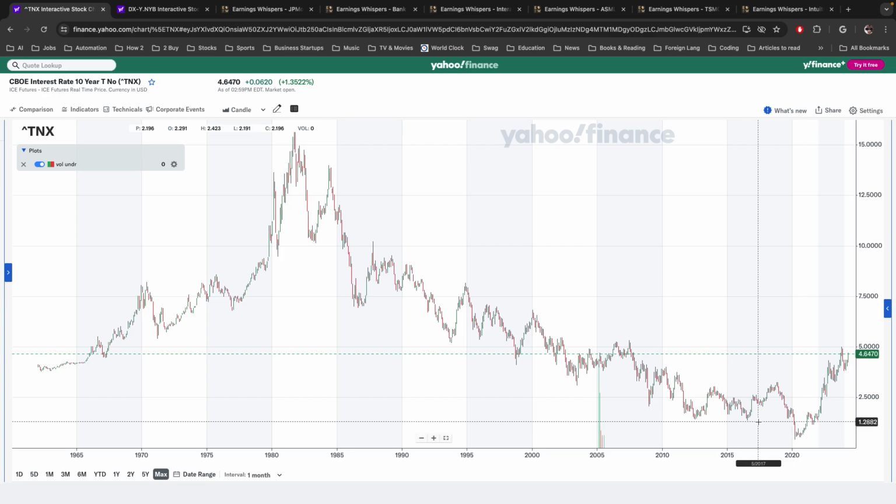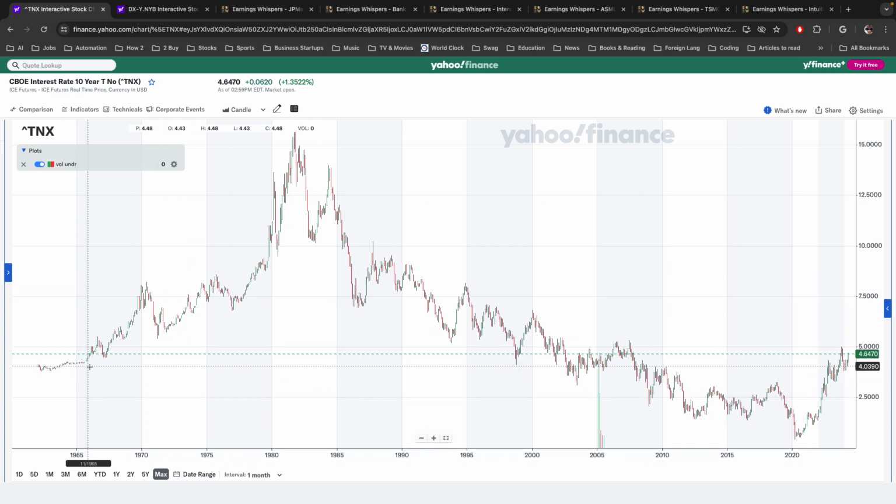So my thesis for a while has been there's nowhere for rates to go but up. We're now seeing that. I'm hearing a lot of people say, oh, interest rates are so high, everything's so expensive. No, historically, interest rates are not high. If anything, this is getting back to the low end of interest rates here.